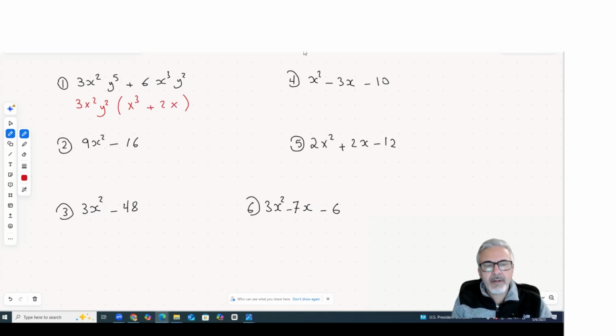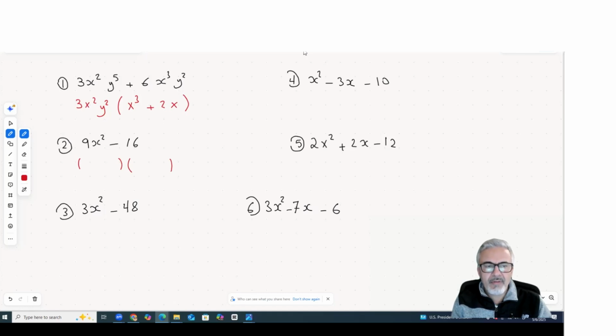Now the second thing here is the difference of squares. How do we recognize the difference of squares? It's always two terms. Both terms are perfect squares and the sign in the middle is minus. When that's the case, it's very simple. You open two sets of brackets.